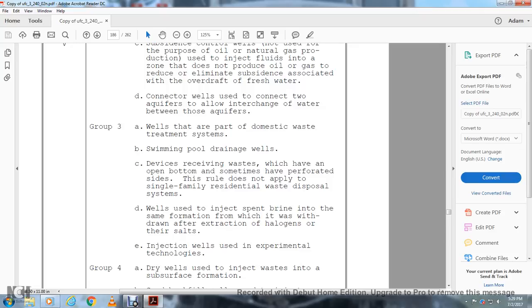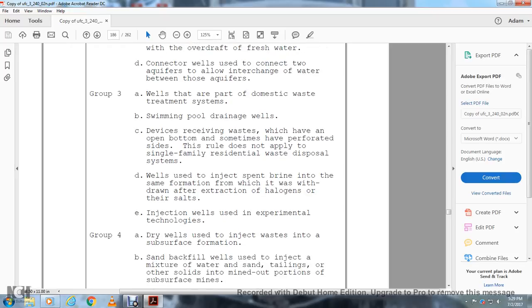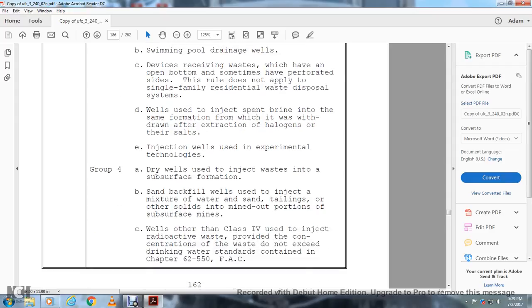Wells used to inject spent brine into the same formation from which it was withdrawn for the extraction of the halogens, and injection wells used with experimental technologies. Class 5, Group 4: wells used for the injection of waste into the subsurface formation. Sand backfill wells inject a mixture of water and sand, tailings and other solids into the mined-out portion of subsurface mines.